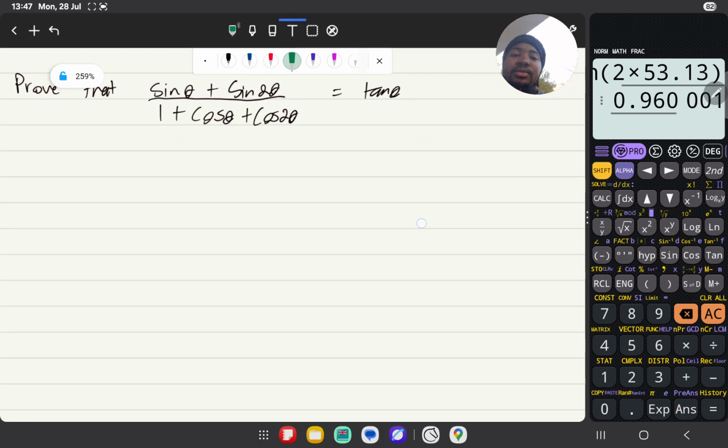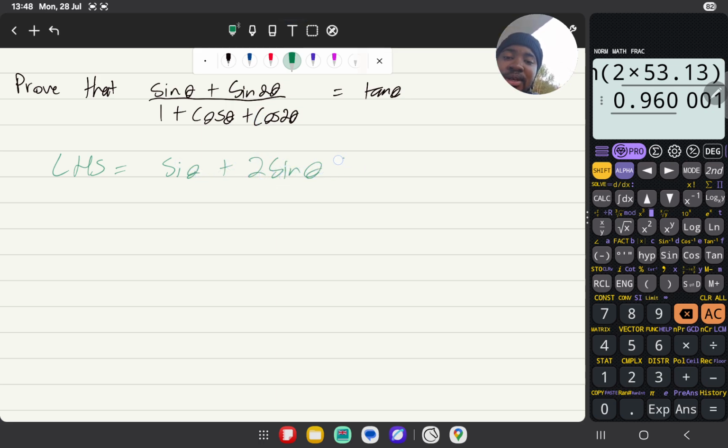Cool. So now we're going to prove these identities. Prove that the left and the right are the same. We're going to work the left side. So let's say the left hand side is, you see you have 2 there. So let's work. It's sine theta plus 2 sine theta cos theta, right? You have 1 plus cos theta plus.